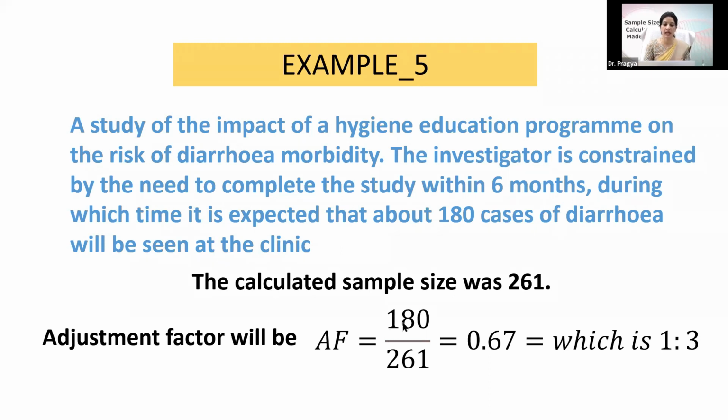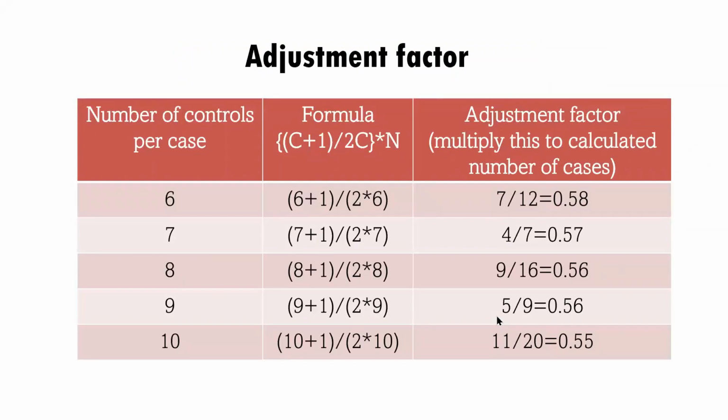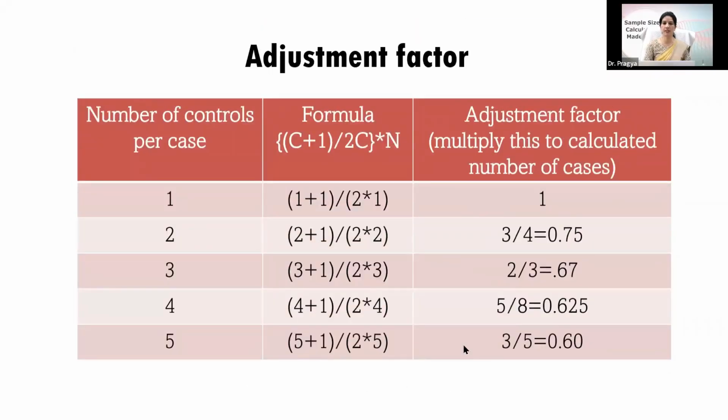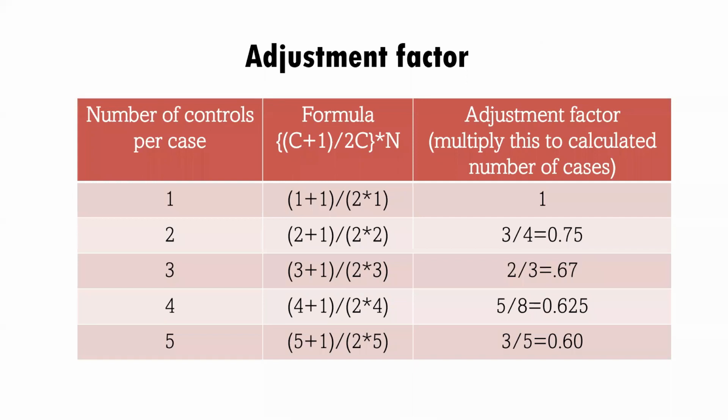In that case, for the adjustment factor, you divide the ideal sample size with the available sample size. That will give you the adjustment factor. And then you refer to this table. An adjustment factor of 0.67 says that you should take 3 controls. So if you take 3 controls, you can reduce the number of sample size by 67%. That sample size is only for cases. Whatever I'm discussing is of cases.